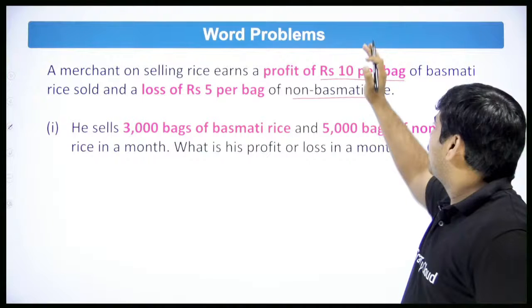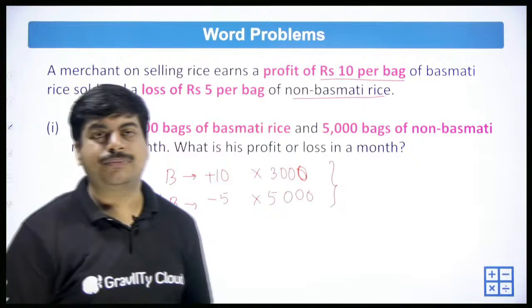So what is the profit or loss in a month? I'm not going to do this one. You have every piece of information given. Just multiply 10 into 3,000 and minus 5 into 5,000. Add these two. If you get a positive answer, that means you are getting a profit. If you get a negative answer, that means you are getting a loss. Profit is always positive, and loss is always negative. So when you get a negative answer here, you will be losing.